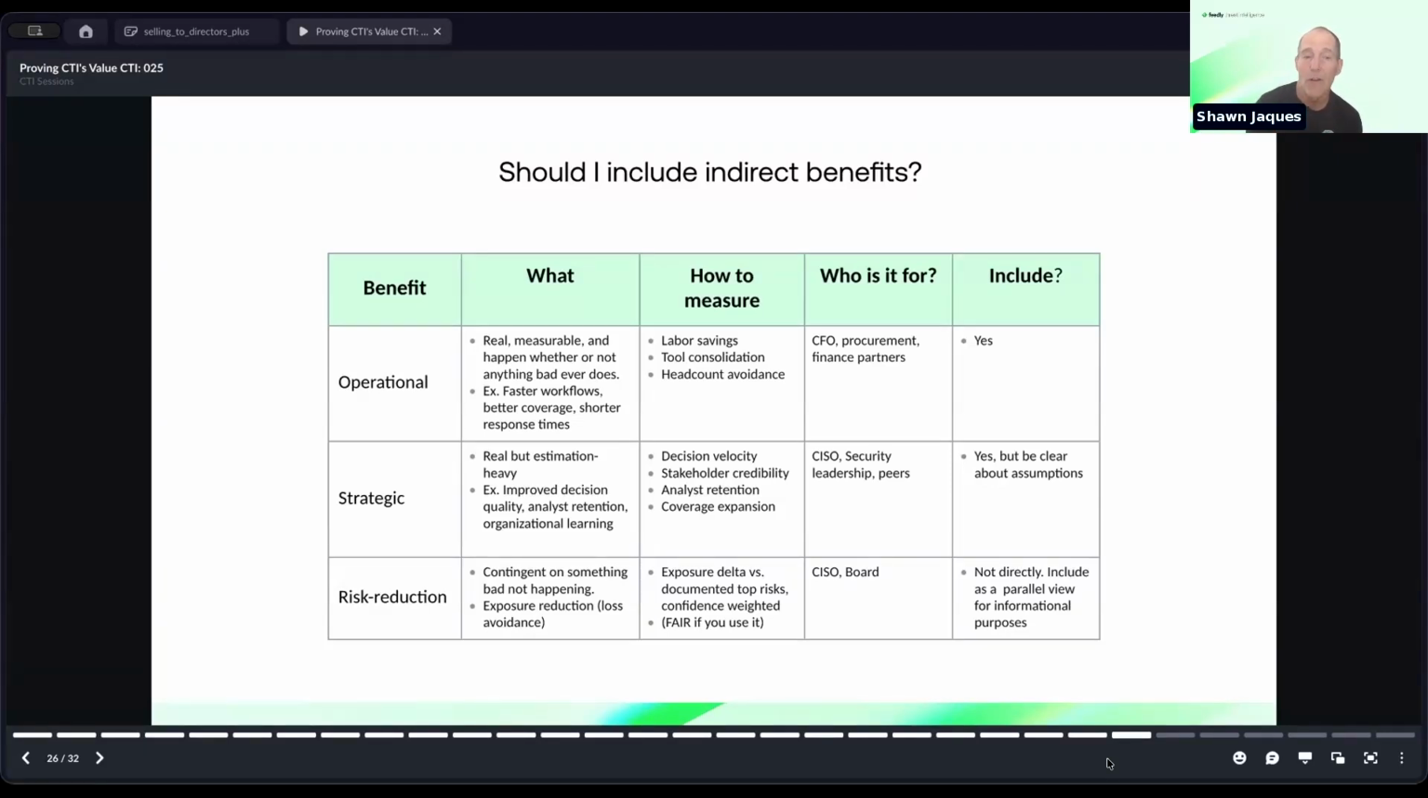Risk reduction gets even further away from the original benefit, so it's harder. You're contingent on something not happening. That's kind of hard. So a better way to think about a risk, rather than loss avoidance, is exposure reduction. So perhaps this risk has an exposure of a certain amount. And if a new tool can help reduce that exposure, then you can think about that delta as something that is truly a benefit. And then you can think about how confident you are that you are achieving that delta, or providing some sort of risk reduction.